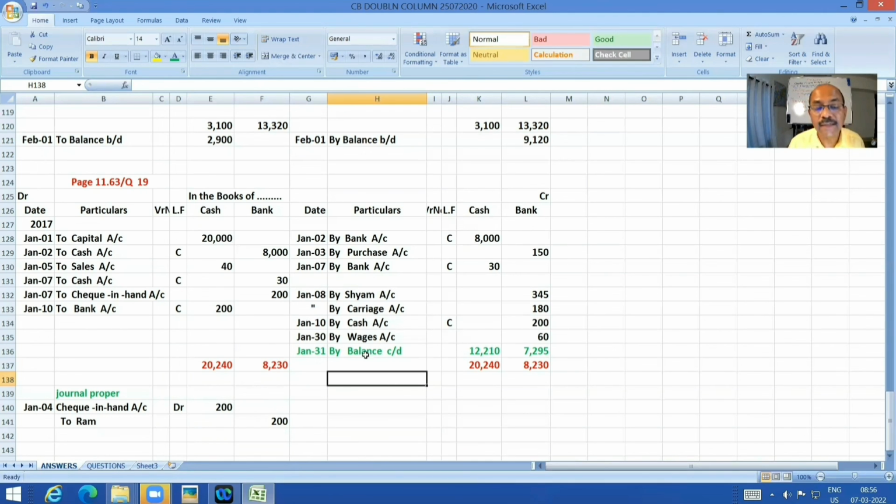Paid wages by check, by wages. Normally, wages means students will invariably put it in the cash column. That's why read carefully: by check. So 60. Now what to do? Total the heavier side, 20,240. Put it across. Find the difference and fill against balance carried on 12,210.